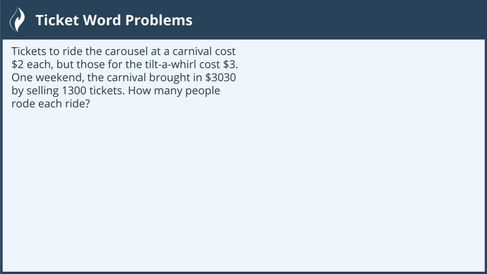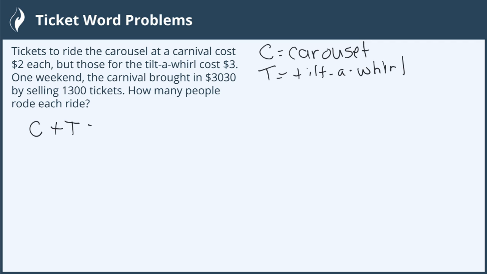Well, we need to come up with some variables. So what I'm going to do is put a C for the carousel, and I'm going to put a T for the Tilt-A-Whirl. Now, C plus T equals 1,300 because the number of tickets for each one was 1,300 tickets.